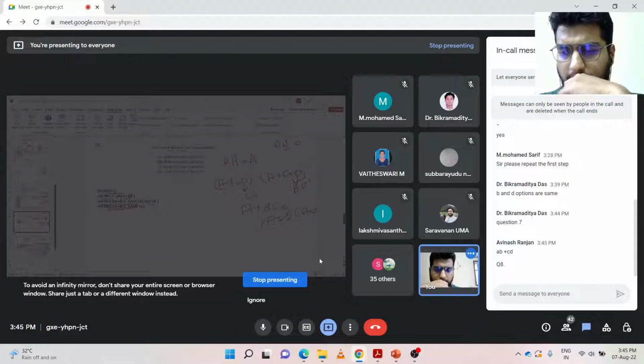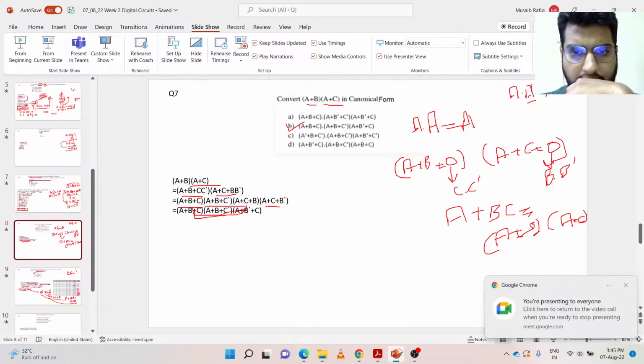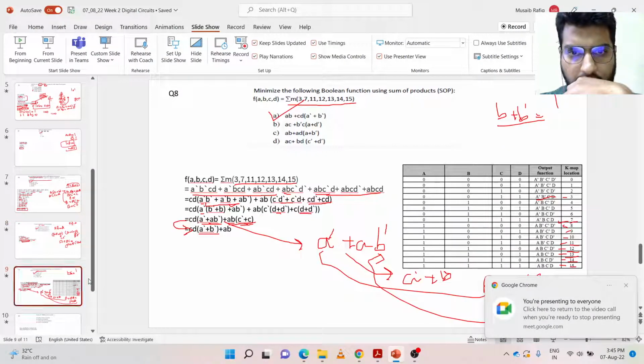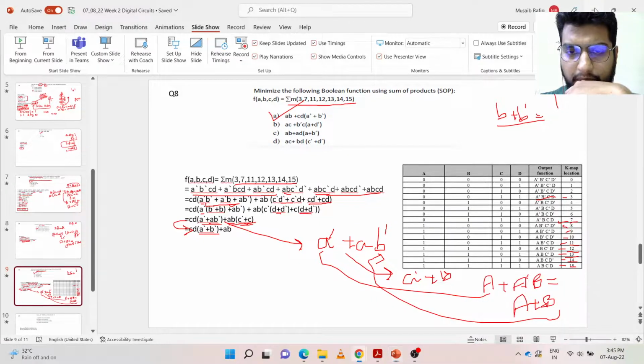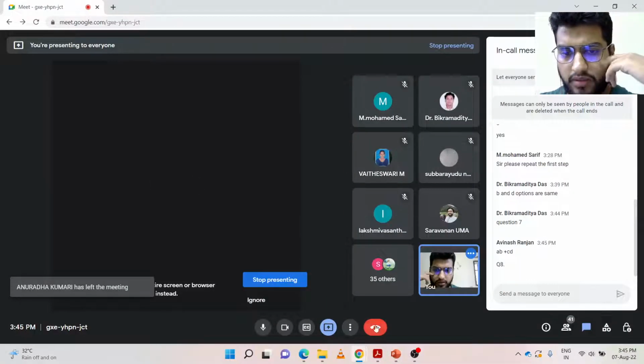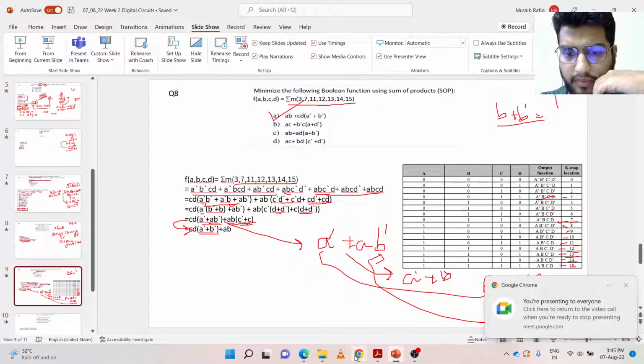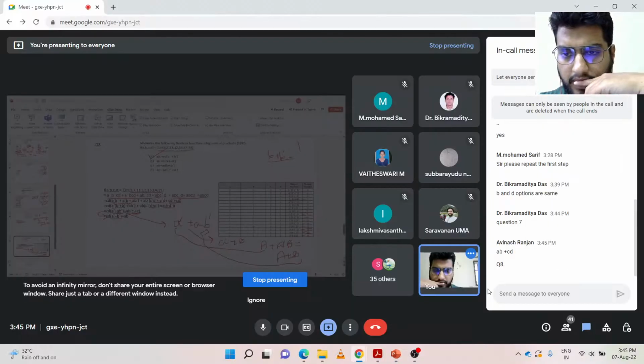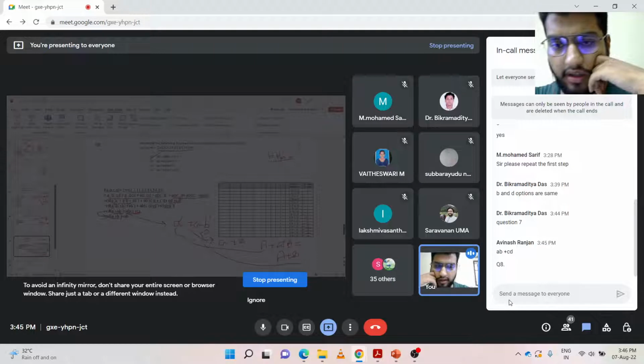Question 8. AB plus CD. AB plus CD. A complement plus B complement. Yes, Avinash, any issues with question 8? You want me to repeat it? I can repeat it.